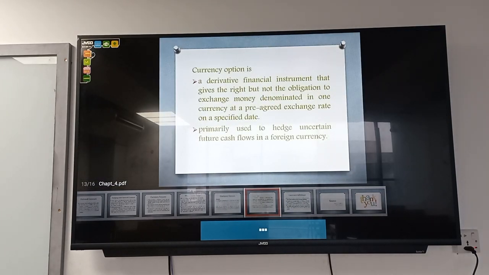Currency option is basically a derived financial instrument that gives the right but not the obligation to exchange money denominated in one currency at a pre-agreed exchange rate on a specified date, primarily used to hedge uncertain future cash flow in a foreign currency.